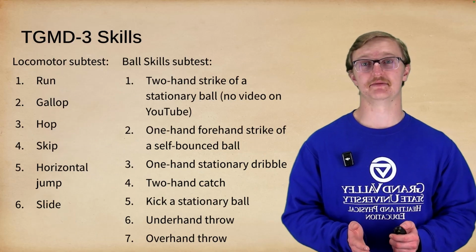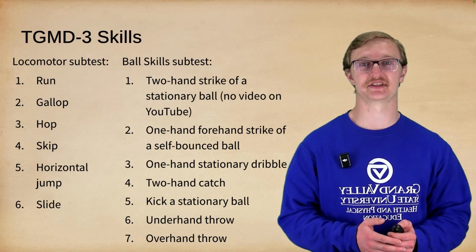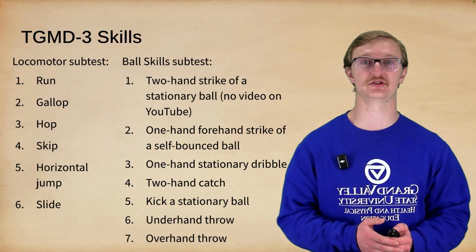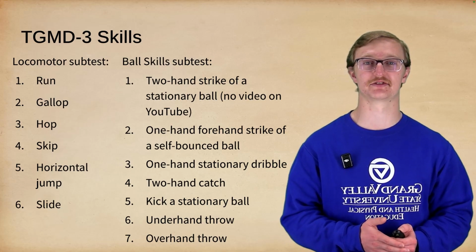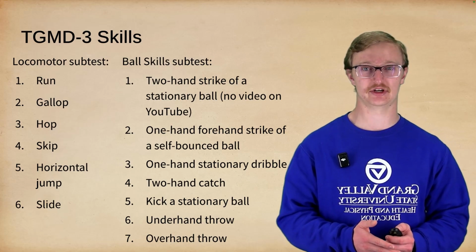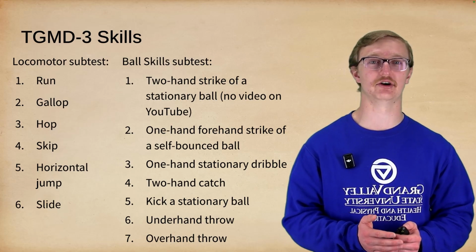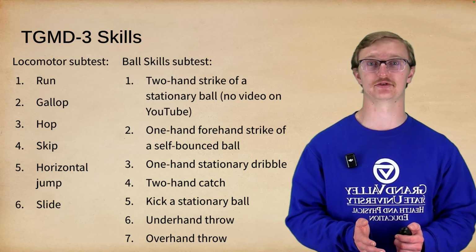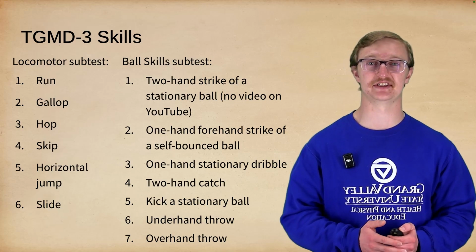The Locomotor Subtest features the run, gallop, hop, skip, horizontal jump, and slide. Each of these skills has 3 or 4 skill criteria which the student can meet to earn a point each, and these criteria are described in the videos. The ball skills subtest features the 2-hand strike, 1-hand forehand strike, 1-hand dribble, 2-hand catch, kick, underhand throw, and overhand throw. These skills also each have 3 to 5 skill criteria. The student earns a point for each criteria they meet, and the criteria are described in the videos.